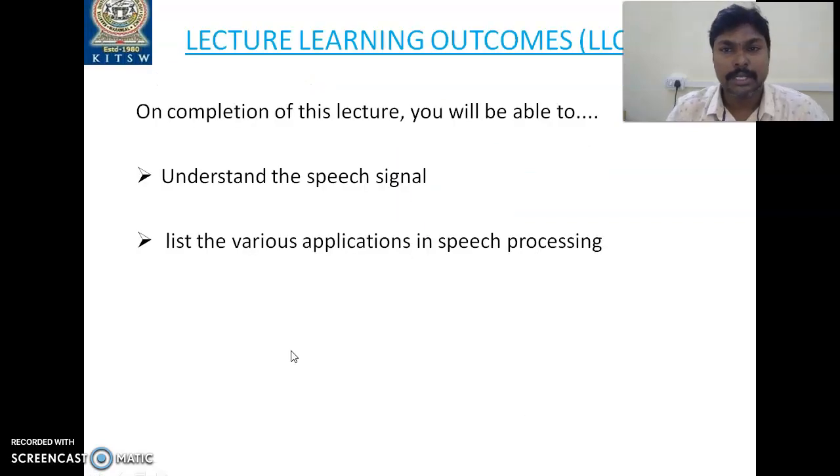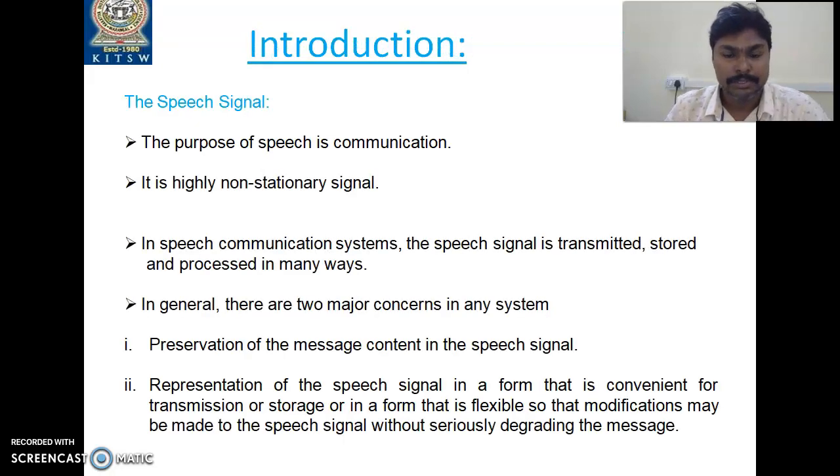Alright, so these are the lecture learning outcomes. On completion of this lecture, you'll be able to understand the speech signal and you'll be able to list the various applications in speech processing. So coming to the introduction of the speech signal.